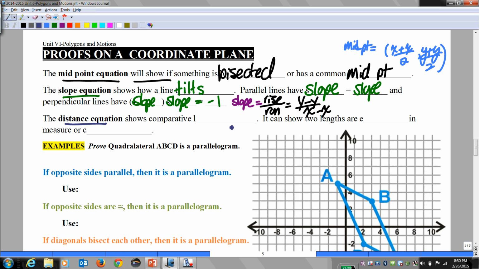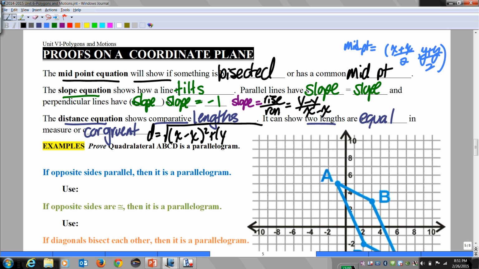The distance equation shows comparison or comparative of lengths. It can show that two lengths are equal in measure or congruent. Write out the distance equation. Distance equals giant square root x minus x squared plus y minus y squared.